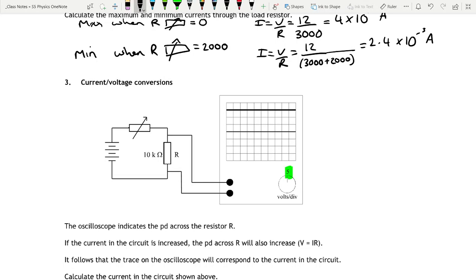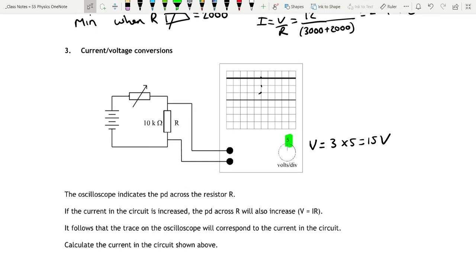So how many divisions have we got? 1, 2, 3 divisions up. So the voltage reading from that oscilloscope would be 3 times 5, which is 15 volts. If the current in the circuit is increased, the potential difference across the resistor will also increase because V equals IR. So if I increases, V will also increase. It follows that the trace on the oscilloscope will correspond to the current in the circuit.